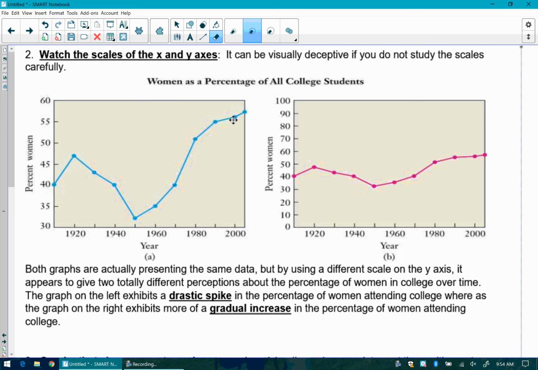And all that has to do with the scaling. Over on the left graph, they started the y-axis at 30 versus over on the right, starting that y-axis at 0 makes such a huge difference. So that uniform scaling, it is uniform on both sides. However, not starting at 0 made this appear, it's kind of like you zoomed in on the graph and made that appear more drastic than it actually is, because in actuality, over here, it's the same data set, it's a very gradual increase.